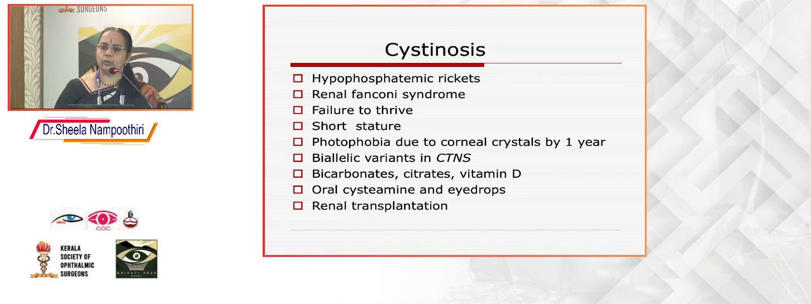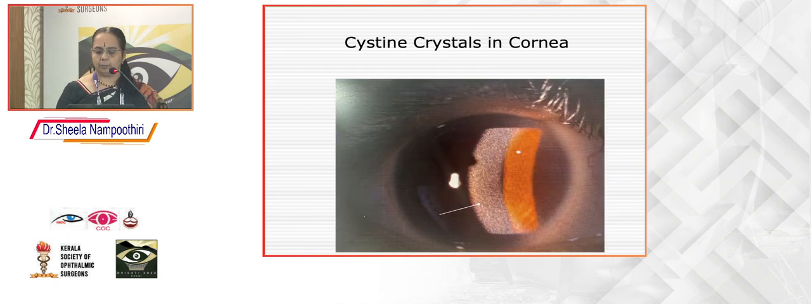So another thing is cystinosis. We have 2 patients whom we are treating with cysteamine. They will present with hypophosphatemic type of rickets with renal Fanconi, so there will be urine sugar, and urine proteins will be excreted. They will present with severe photophobia by 1 year of age, and it is an autosomal recessive disorder. They can be treated with bicarbonate, citrate and vitamin D for the hypophosphatemic rickets, but the actual treatment is oral cysteamine. Even eye drops are available for controlling the cysteine crystals, and most of them will go ahead with the renal problem and would need a renal transplantation. And this is the cysteine crystals in the cornea.